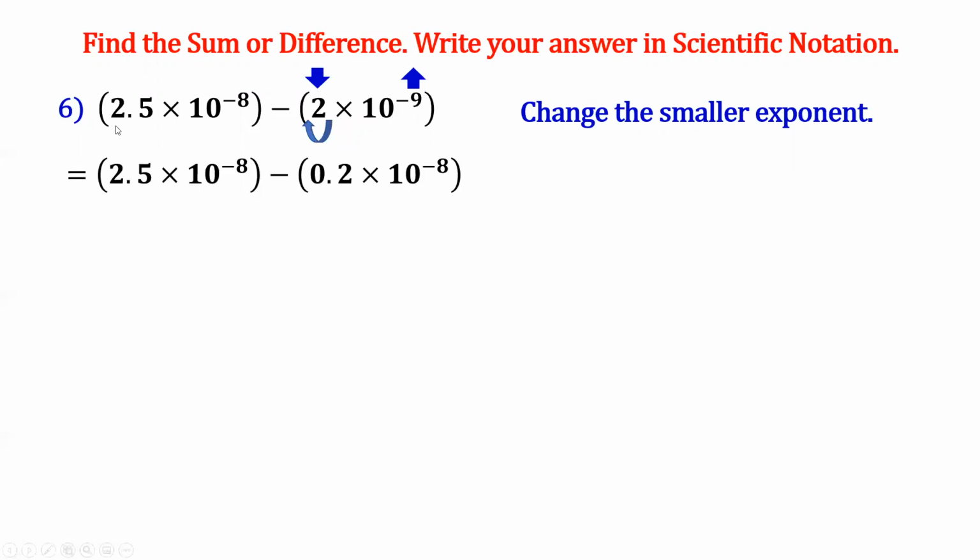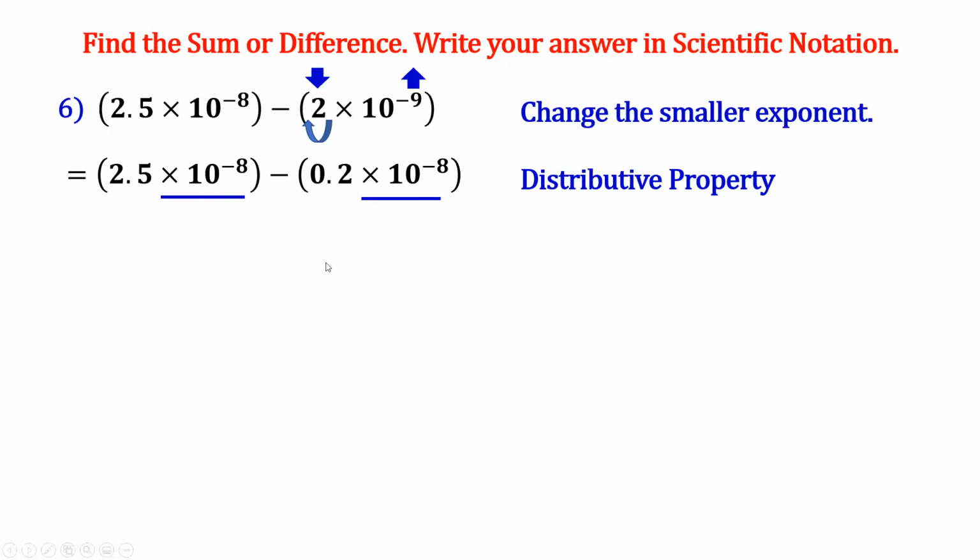So this is now going to look like this: the left side doesn't change. 2.5 times 10 to the negative 8, I just bring it down. The subtraction sign I bring down. The 2 is no longer going to be 2. I moved it 1 place to the left. It's now 0.2. The 10 to the negative 9 is now increased by 1. It's now a 10 to the negative 8. Now that the exponents match, we're allowed to use a distributive property.